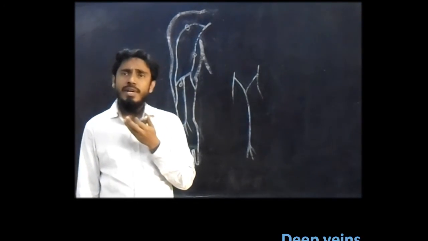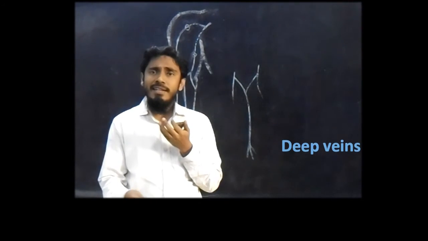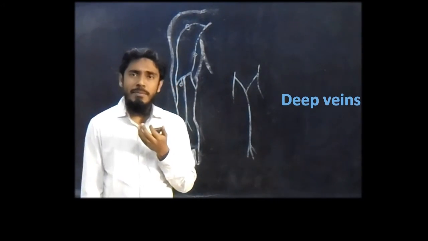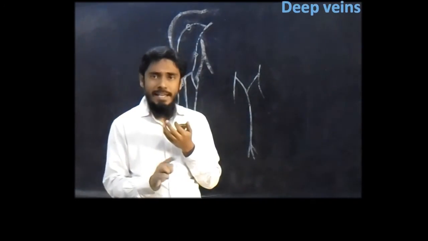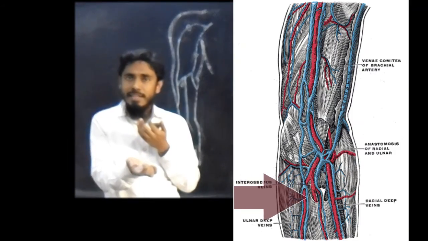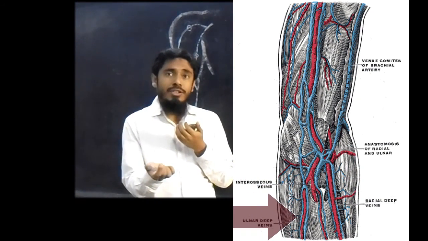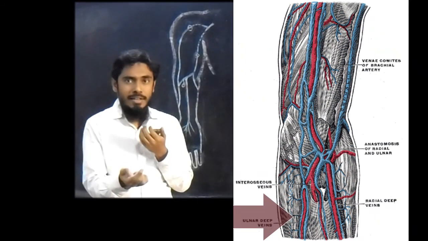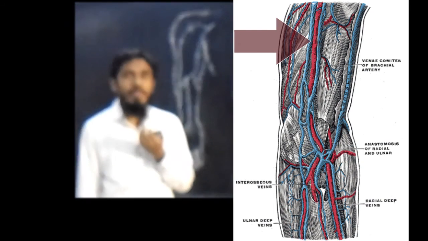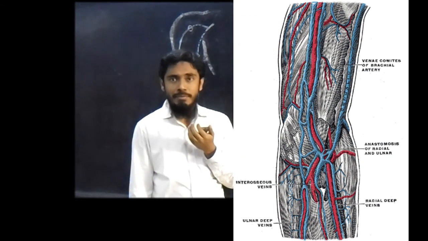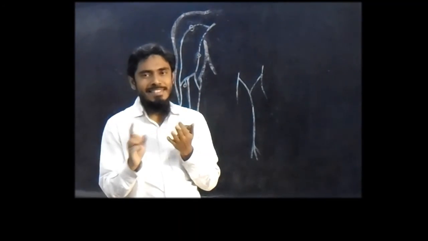And the deep veins are located deep to the deep fascia and accompany the arteries as the venae comitantes. That means one artery and two veins on each side. Okay, that means the radial artery and two radial veins on each side of the radial artery, the ulnar artery and two ulnar veins on each side of the ulnar artery. Okay, brachial artery and two brachial veins on each side of the brachial artery, in this manner. But the axillary vein is single. Remember it, the axillary vein is single.